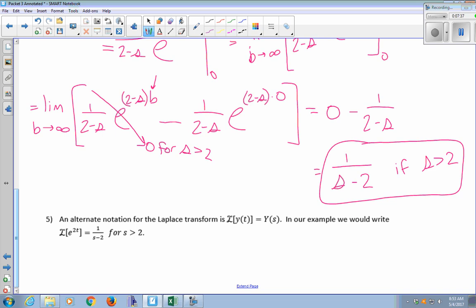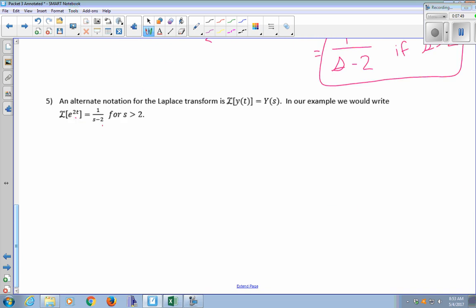So the Laplace transform of e to the 2t is 1 over s minus 2. Notice the 2 shows up in both places. That's not a coincidence, right? So just as a conjecture, what do you think the Laplace transform of e to the 3t is?